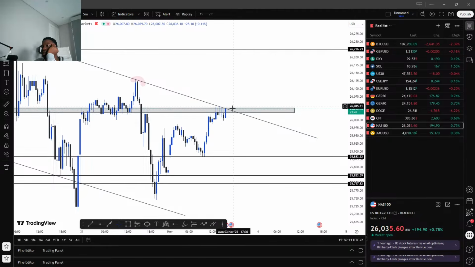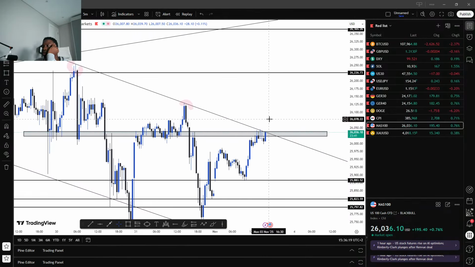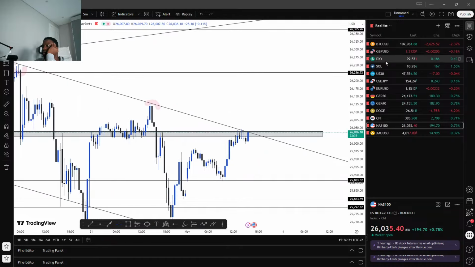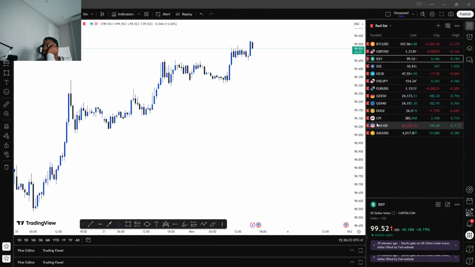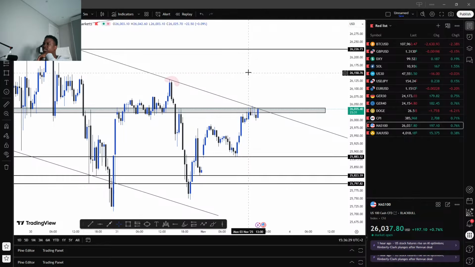Once it breaks this layout, we are pushing with it on the top. No other way. It's looking forward to break it. You will see. Then what is DXY doing? DXY is dropping, so Nasdaq is buying. So Nasdaq, if it breaks this, and the market is not that volatile.